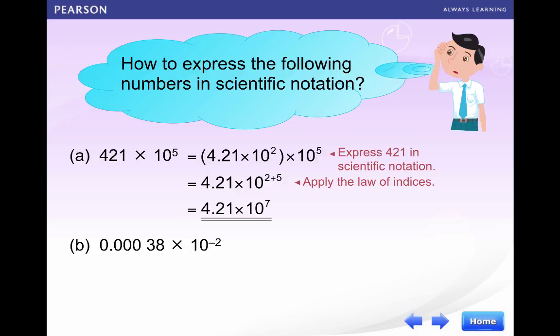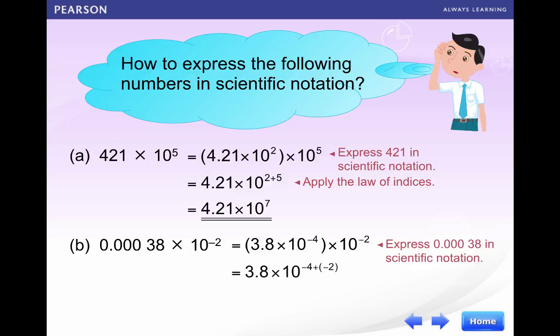And part B, 0.00038 is not in scientific notation. You can change it to 3.8 times 10 to the power negative 4, so that 3.8 times the power will be 10 to the power negative 4 minus 2. So it will be 3.8 times 10 to the power negative 6.